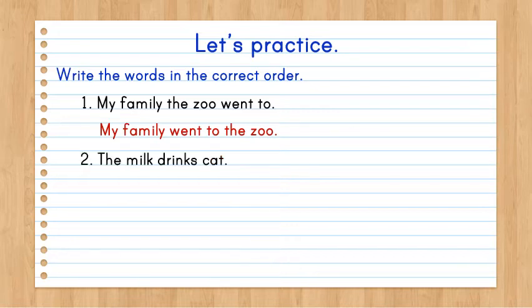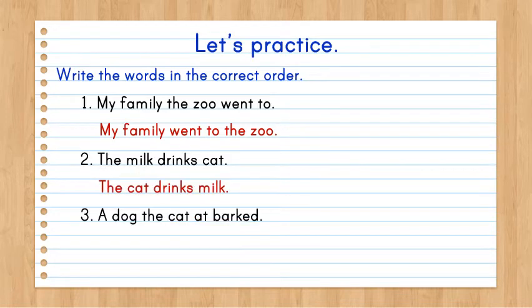Next, the milk drinks cat. Does this sound correct? Of course not. Alright, first we look at the nouns. What are the nouns here? Yes, of course, milk is a noun, cat is also a noun. So the verb here is drinks. Who should drink, and who should drink what? So in this sentence, logically, the cat drinks milk, isn't it? So the correct sentence is: the cat drinks milk.